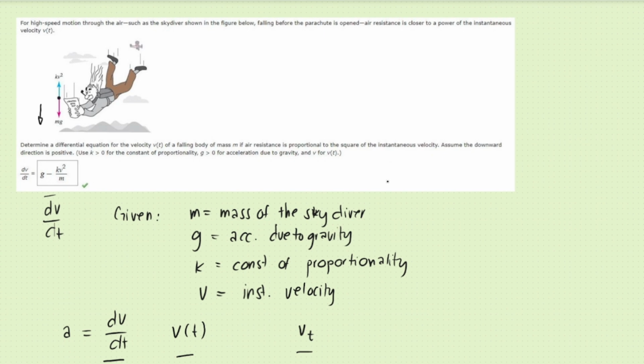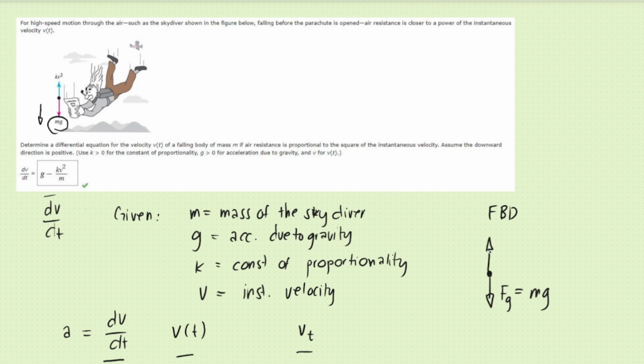Step one, we're going to identify the forces acting on the body. We're going to draw the free body diagram. Say this is our object, and the force acting on that body is the F of G, the gravitational force, which is equal to mg. That's the force done by gravity.